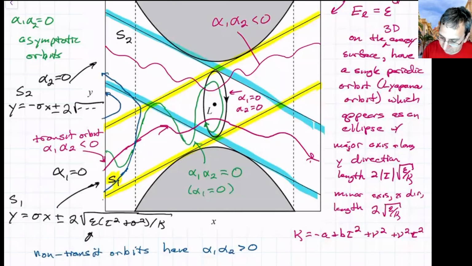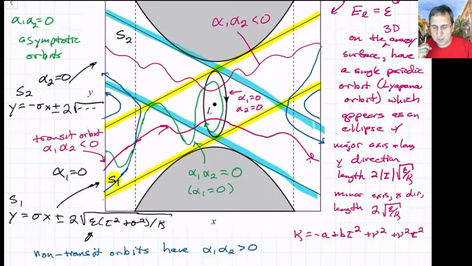You could have the same thing on the other side, things that come in and then leave. So they don't transit from one side to the other. That's what we mean by transit. Basically, it means, does x change sign? Does x go from negative to positive or vice versa? In this case, no. Now, if you have a non-transit, x has the same sign the whole time.